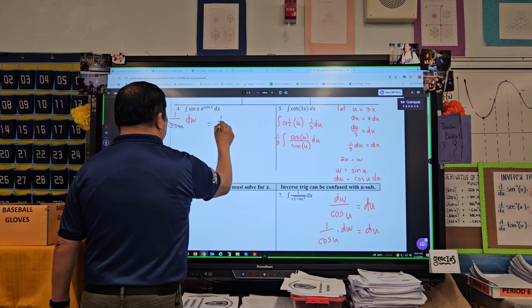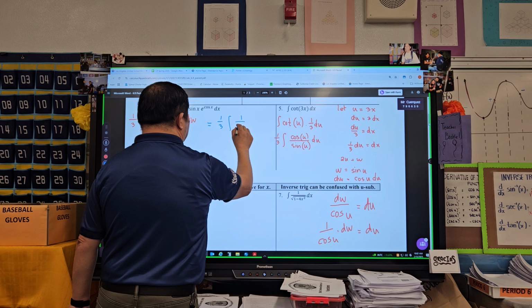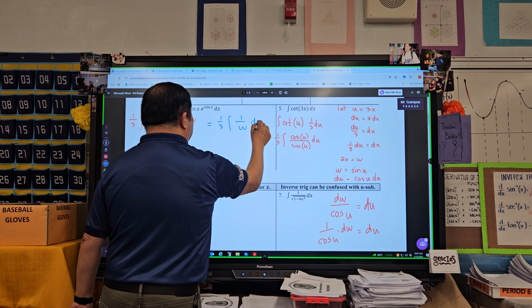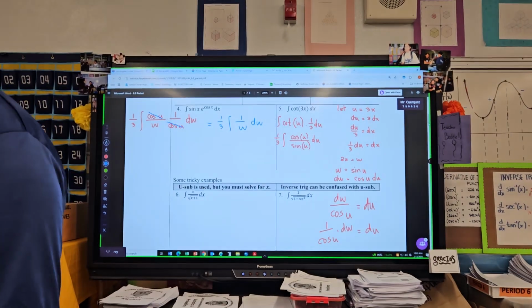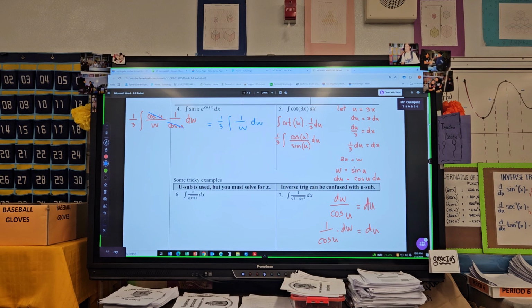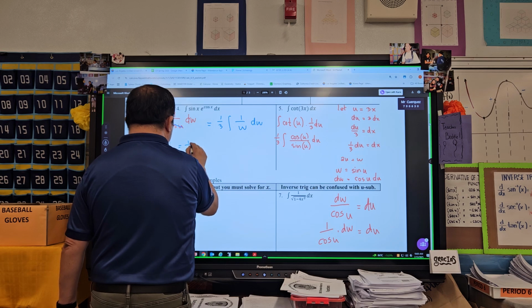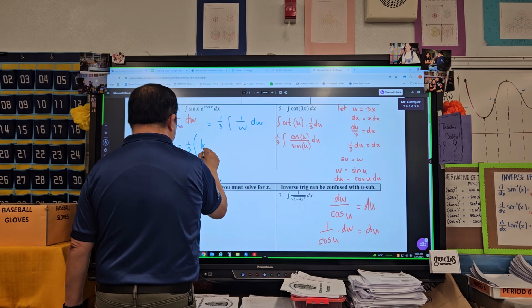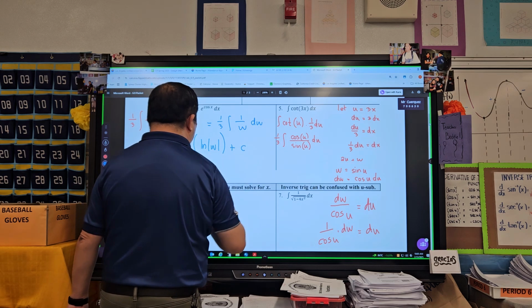1/3 the integral of 1 over w and then dw. What you notice in that, guys, what is 1 over w? It's just the same as the last time, 1 over x. It's gonna be natural logarithm, right? Okay, so take now the antiderivative. We have 1/3 and then ln w, okay, plus the constant.